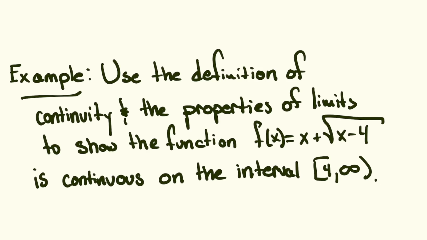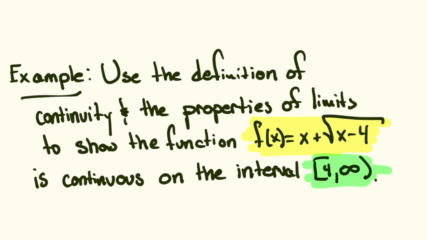The question we're tackling here today is a little bit wordy. We want to use continuity and properties of limits. We're going to be looking at this particular function right here, x plus square root of x minus 4, and we are looking at the interval from 4 to infinity. Notice it's closed on the number 4, which means it includes the number 4. We want to show that that function is continuous on that interval.